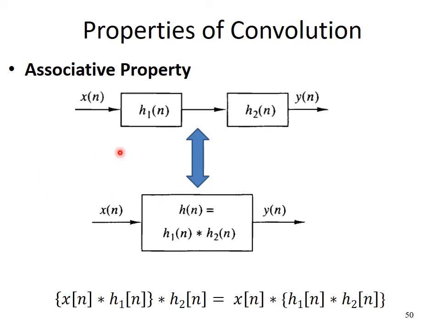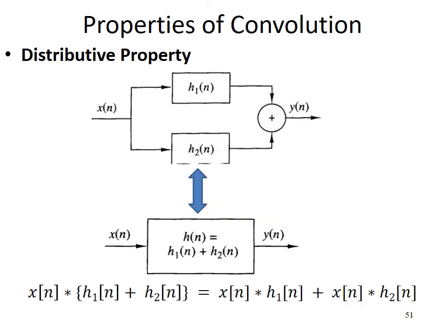Now the next property is the associative property. According to this property, if two systems are connected in cascade, for example h1 of n and h2 of n, and the input applied to these systems is x of n and the response produced is y of n, then we can actually simplify these two systems by convolving h1 of n and h2 of n together. So we can replace these two systems by a single function h of n by convolving the impulse response of this system, which is h1 of n, and the impulse response of this system, which is h2 of n.